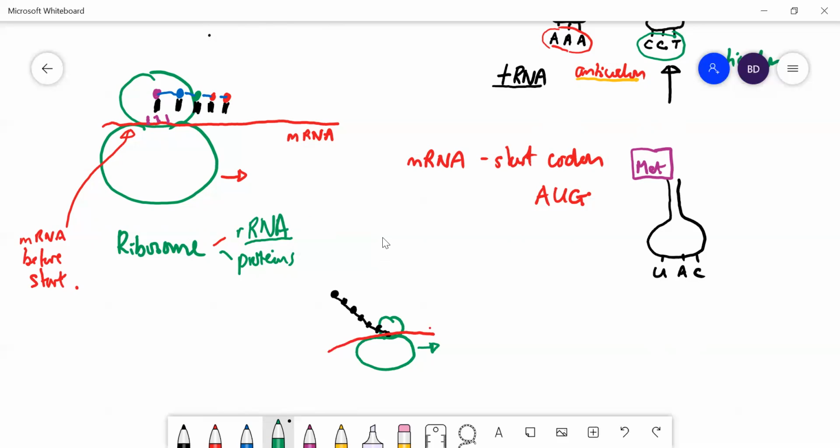So in eukaryotes, that's going to occur in the cytoplasm, and also the ribosomes are quite often bound to the membranes of the rough endoplasmic reticulum. In prokaryotes, it's just going to occur in the cytoplasm. So let's just talk about this genetic code.